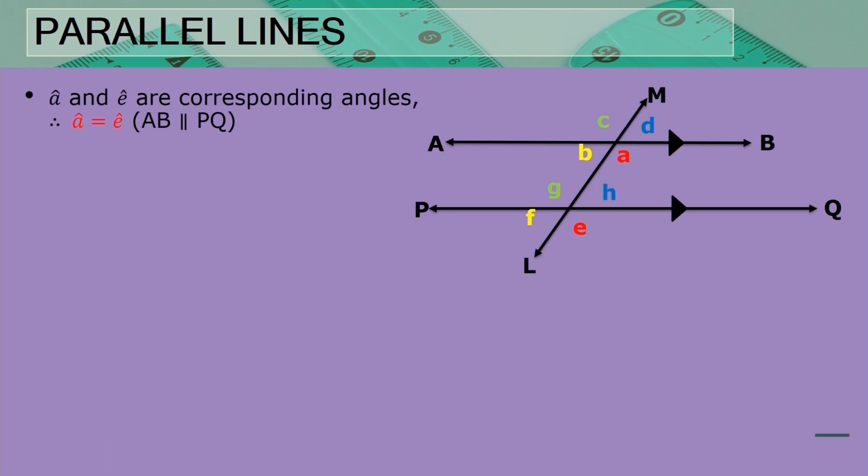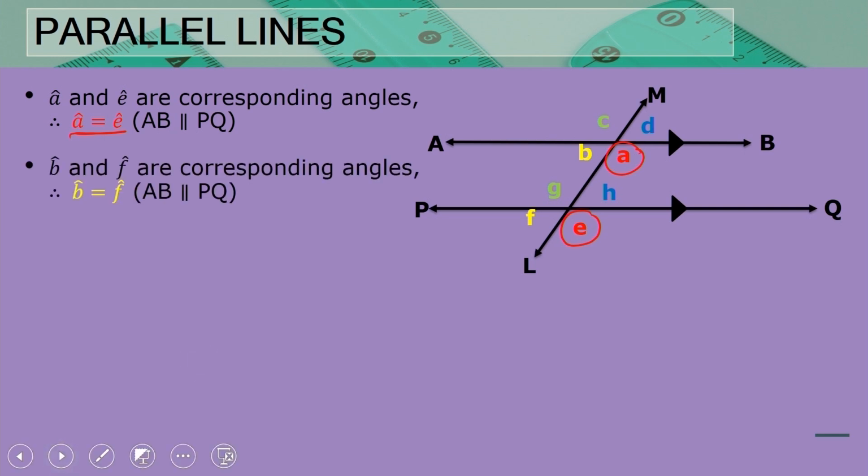Let's look at the following angles there. As we've seen before, but now the difference is that our line AB and our line PQ are now parallel. Now, which angles are corresponding? We have angle A and angle E. They occupy the same relative space. So that means that angle A and angle E will be equal. And the reason for this is because they are corresponding angles and because AB is parallel to PQ.